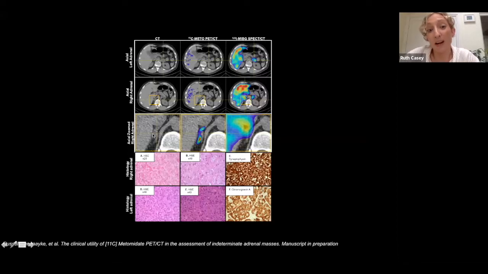So this patient had bilateral adrenal lesions. The left-sided lesion was quite convincing for a pheochromocytoma, and he did have elevated catecholamines. But the right-sided adrenal lesion was difficult to characterize because it was small on CT and remained indeterminate. Of course, for us, it was really important that we figured out whether this was a second pheochromocytoma, because if it was, he would need a bilateral adrenalectomy.